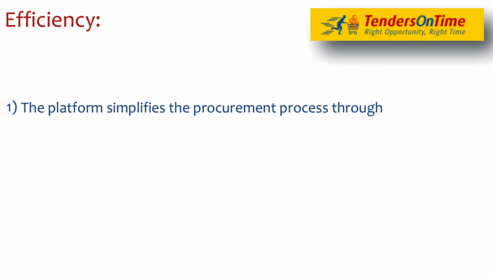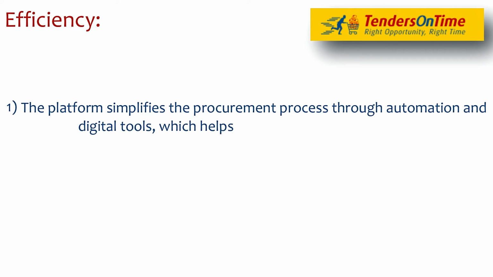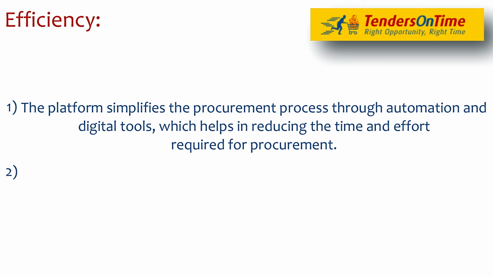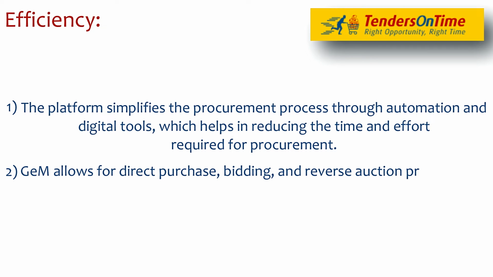Second is efficiency. First point, the platform simplifies the procurement process through automation and digital tools, which helps in reducing the time and effort required for procurement. Second point, GeM allows for direct purchase, bidding, and reverse auction process, making it versatile and efficient.